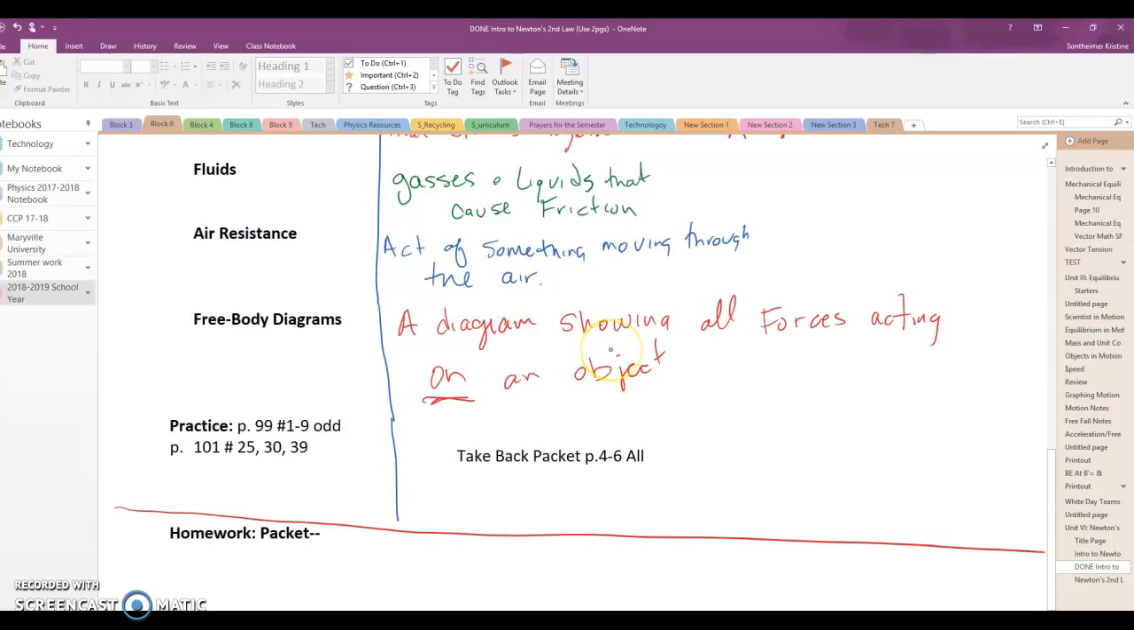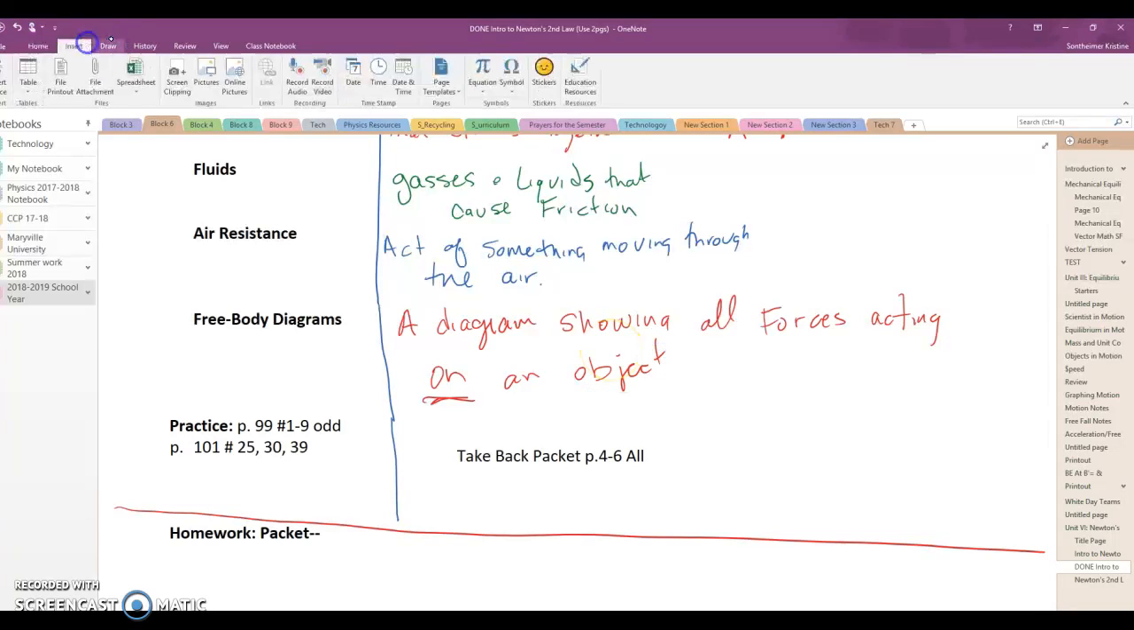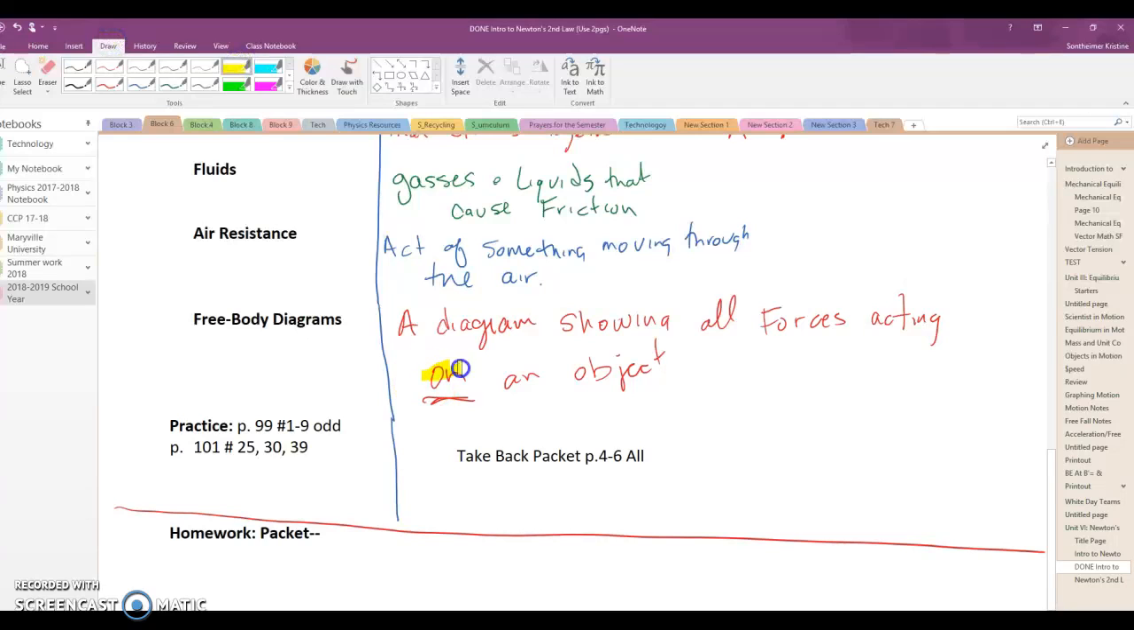And I underline "on" because I'll even do something extra, and I highlight "on" because we're going to get into Newton's third law, looking at how two different sets of forces interact, and that's important to understand that a free body diagram only shows the forces acting on one particular object.